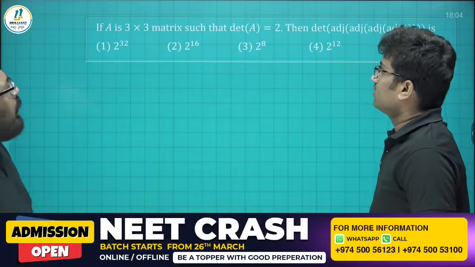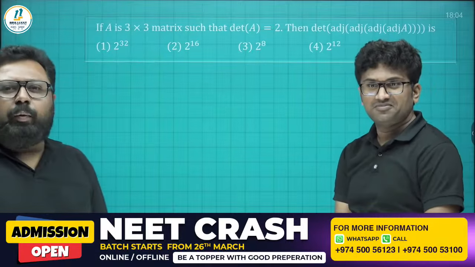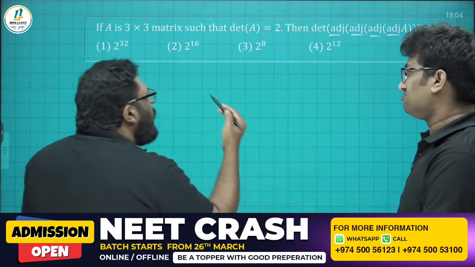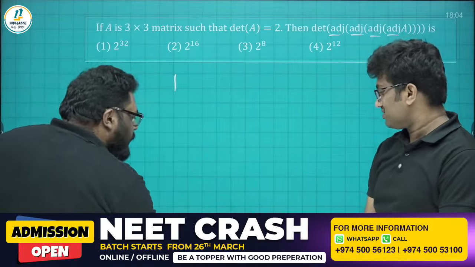Next question. Now it's a 3 by 3 matrix, my dears. It's a direct question from CBSE only. We have 4 times adjoint. So we know the formula, a direct formula.